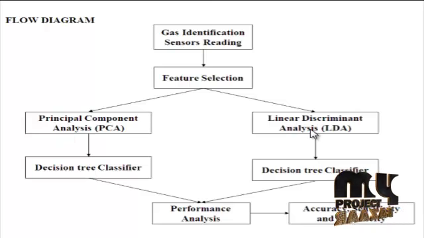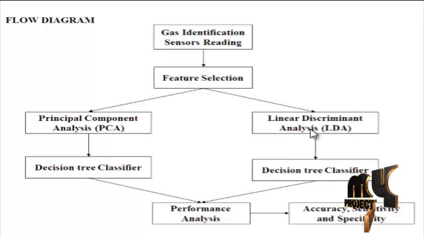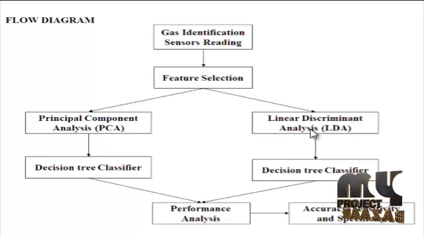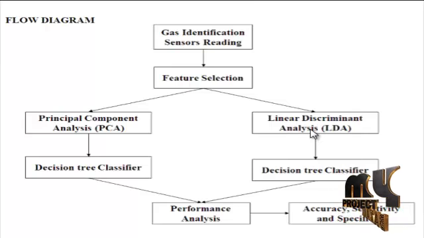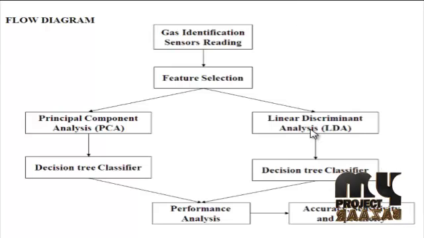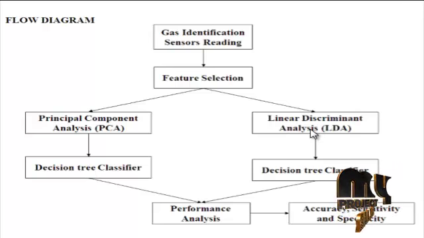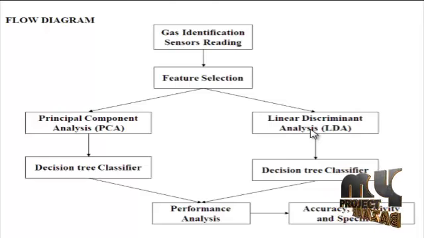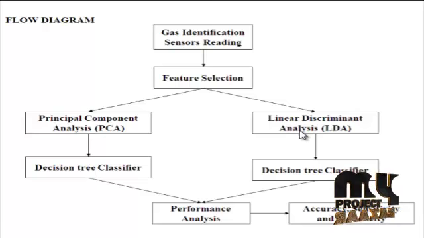Next, linear discriminant analysis. LDA is a generalization of Fisher's linear discriminant, a method used in statistics, pattern recognition, and machine learning to find a linear combination of features that characterizes or separates two or more classes of objects or events. The resulting combination may be used as a linear classifier. LDA is closely related to principal component analysis and factor analysis in that they both look for linear combinations of variables which best explain the data. LDA explicitly attempts to model the difference between classes of data.